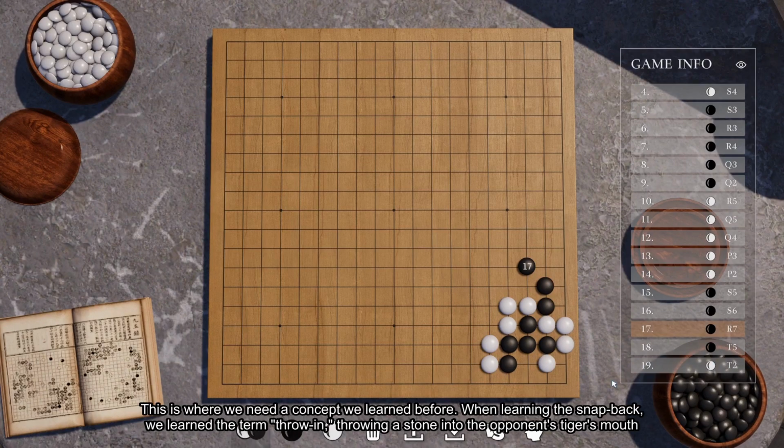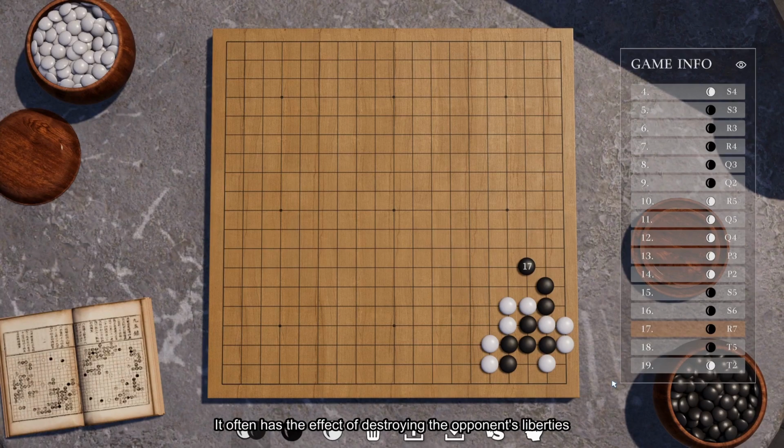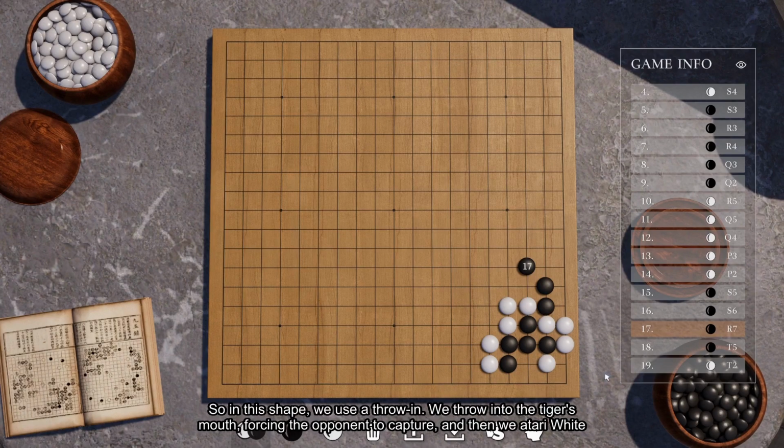This is where we need a concept we learned before. When learning the snapback, we learned the term throw in, throwing a stone into the opponent's tiger's mouth. It often has the effect of destroying the opponent's liberties. We use a throw in to create a snapback. And we also use a throw in to destroy the opponent's eye shape. So in this shape, we use a throw in.